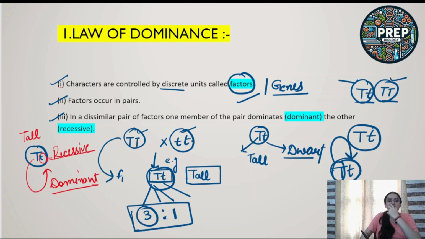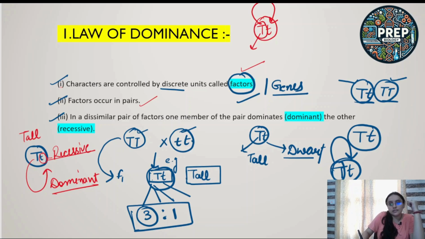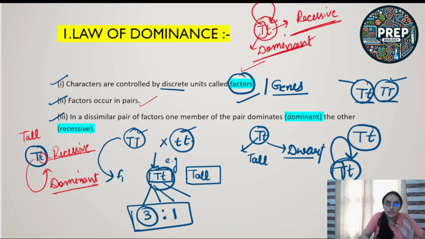So the law of dominance states three features. Characters are controlled by discrete units. These are called factors. Factors occur in pairs, and out of a dissimilar pair of factors, one dominates over the other. The one that expresses itself, that trait is called the dominant trait, and the one that does not express itself, hidden under the effect of the dominant character, is called recessive. So this is important, dominant and recessive. These are all the features under the law of dominance.